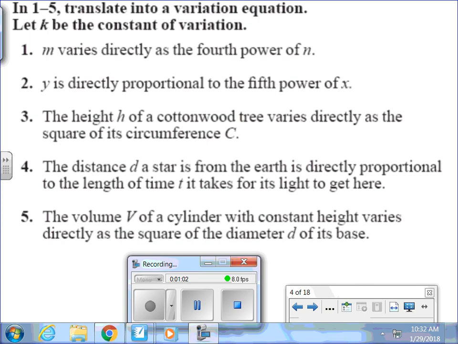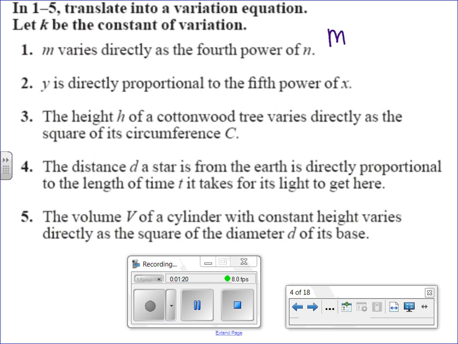Okay, so we're going to try to read some of these examples and write out a direct variation equation. If it's direct variation, both variables will be growing, and you'll be using a multiply symbol in your equation. So m varies directly as the fourth power of n. Let me write out how that would look. M varies directly as the fourth power of n. And then I throw the constant in there, because that's going to be a number that I will be solving for today. Does that make more sense?